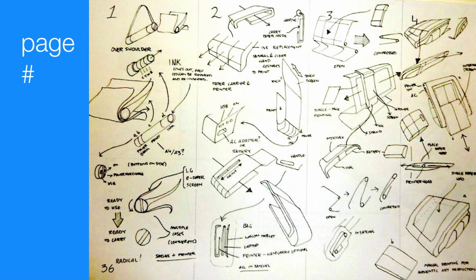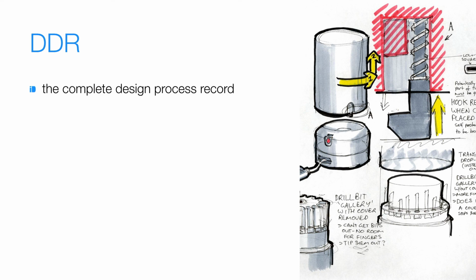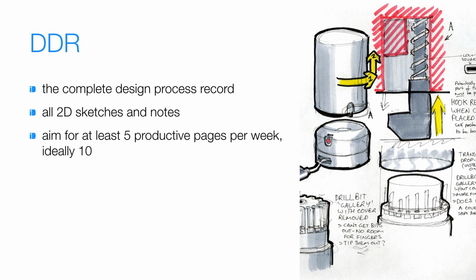So you will sometimes take pages out of your DDR, pin them up on the board for a discussion or an informal presentation. And if those pages are numbered, it's much easier to put them back in the right order. So let's summarize. The DDR is a complete design process record. It contains all two-dimensional sketches and notes. You should aim to create at least 5 productive pages per week, ideally as many as 10 in some weeks. And try to work steadily, a little every day, as well as more intensive sessions on a weekly basis. So good luck with your DDR and good designing.